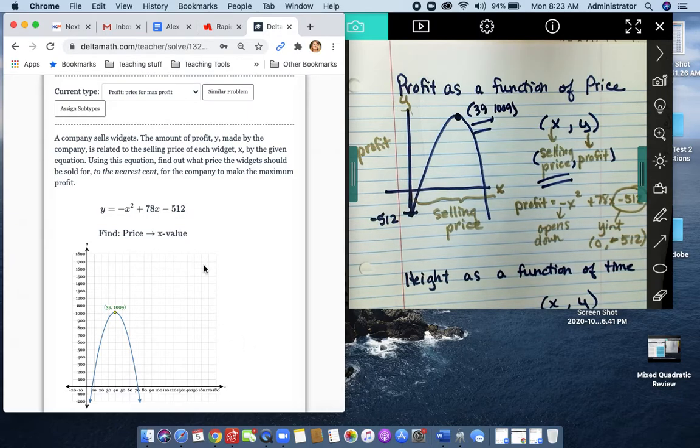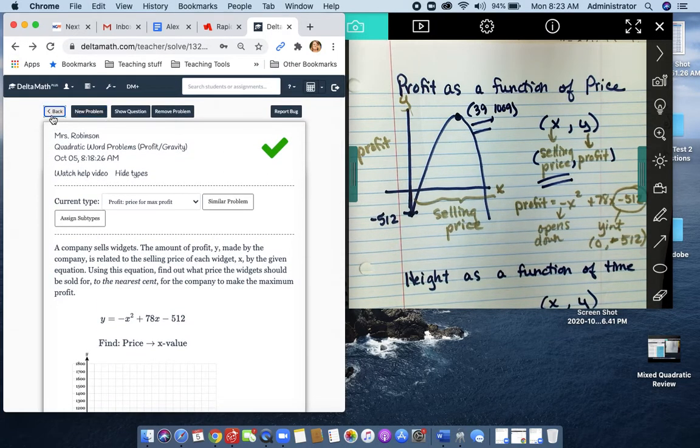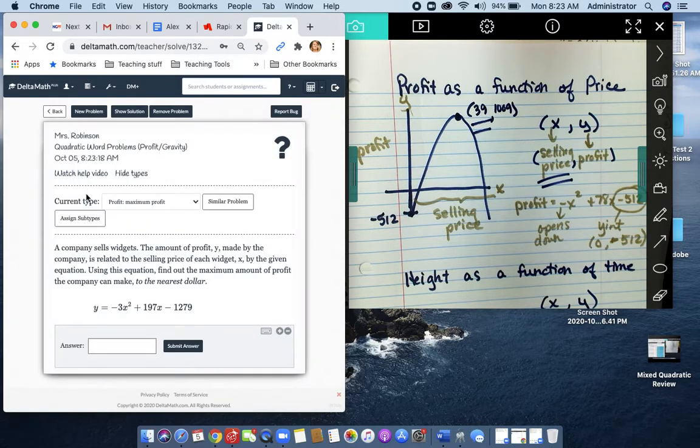So again, price is going to be your x value. So you do need to pay attention to what they define x and y as. So that's number 1. Number 2 is going to be a similar type problem, but it's going to ask for something different.